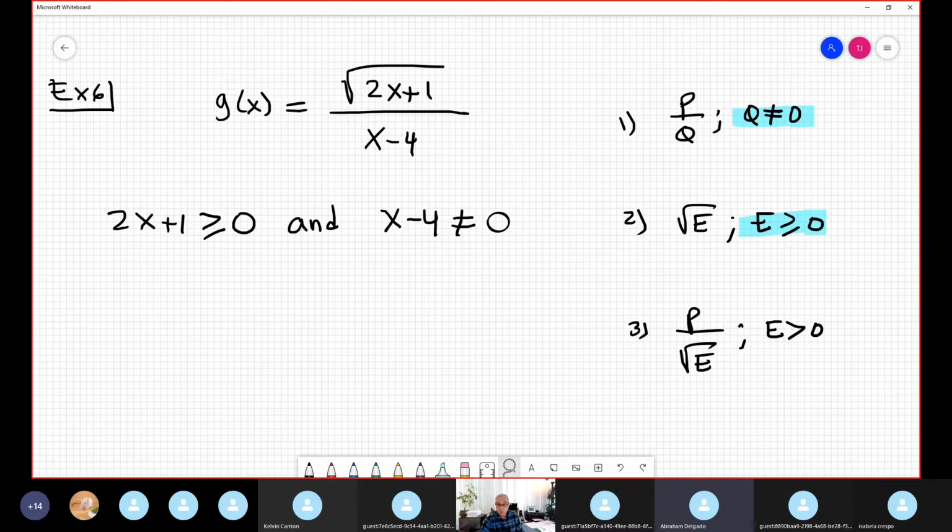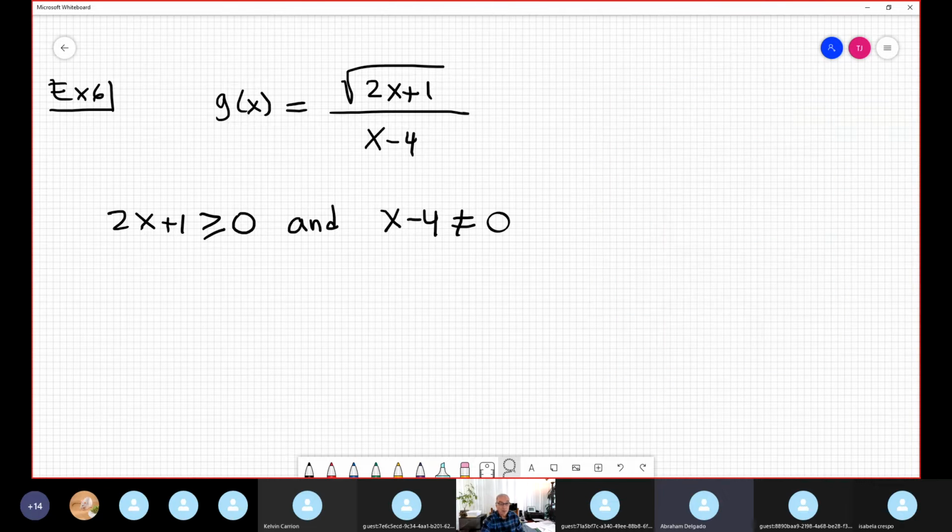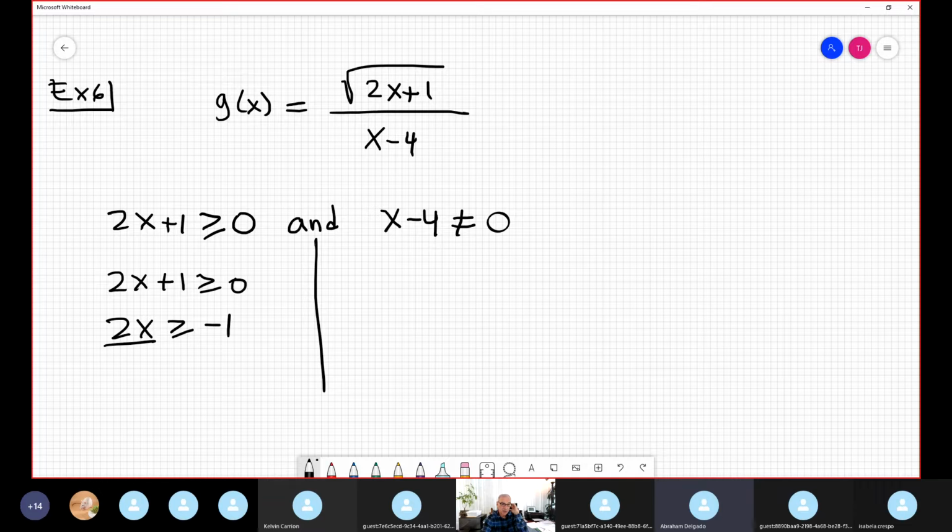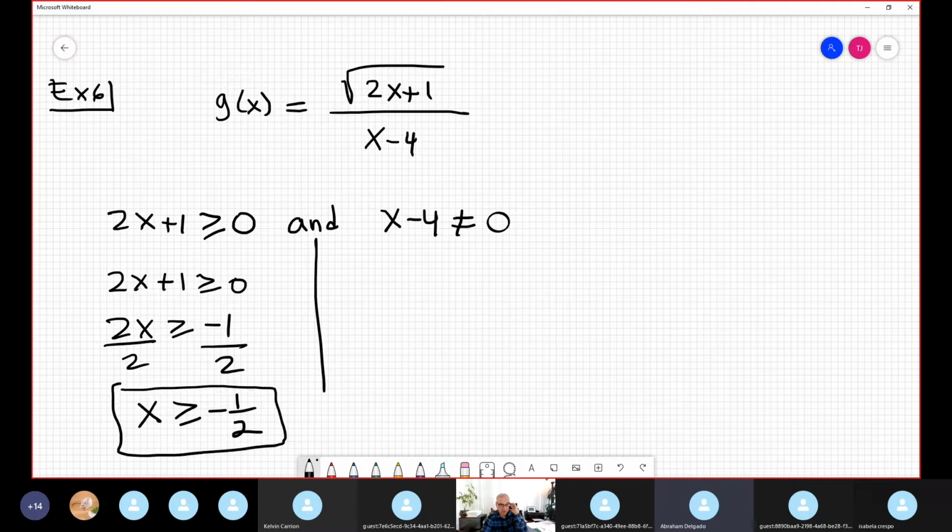Now, I manipulate each inequality separately. I split the paper into two parts and focus on that part. It's easy: 2x plus 1 is greater than or equal to 0. So 2x is greater than or equal to negative 1, divided by 2, so x is greater than or equal to negative 1/2. Stop here. This is one piece of information.